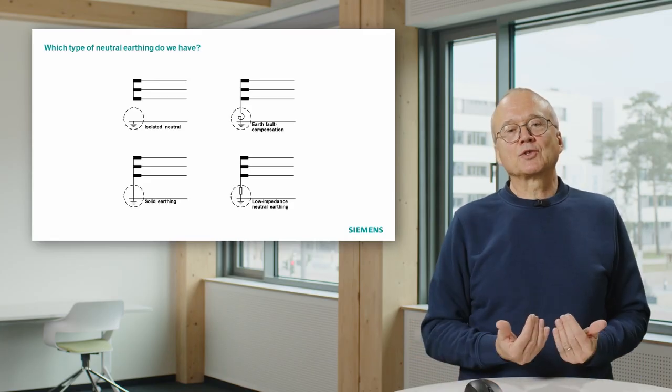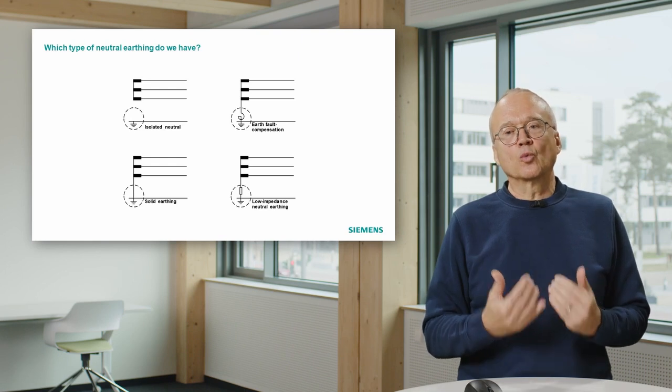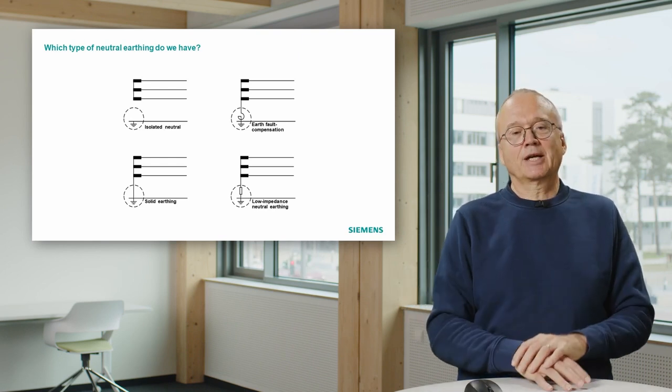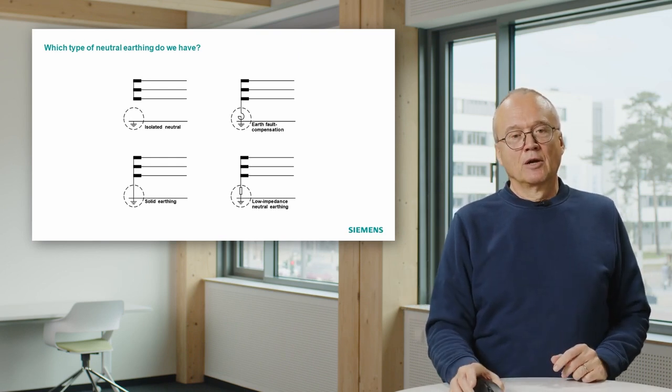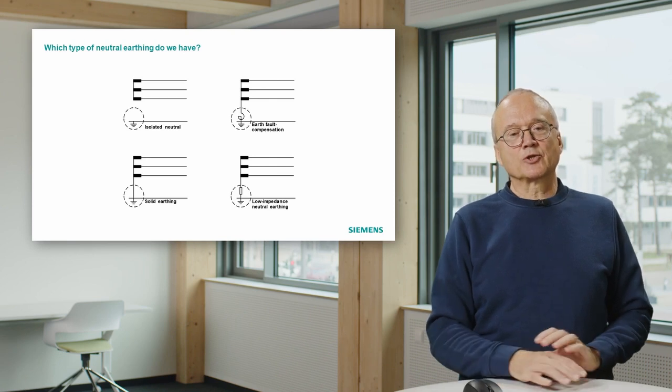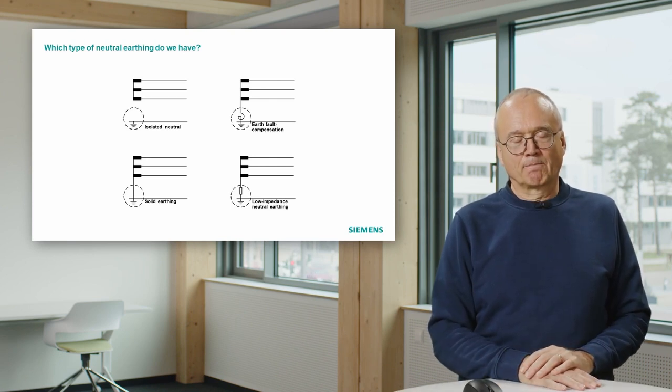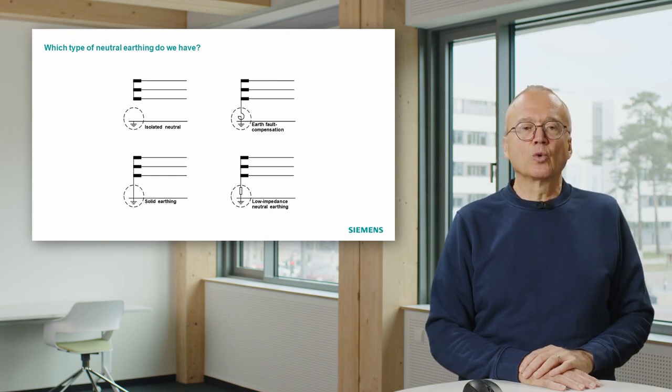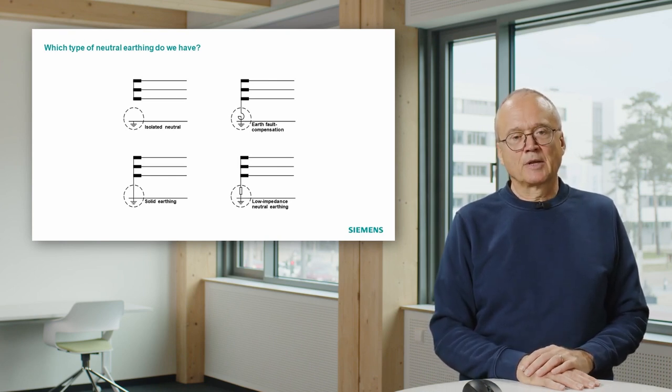And now the big question is, what do we do with the several star points in the system? One thing you can do is so-called solid earthing. That means you connect the star points to ground. And that is what you typically do in transmission systems. There normally the star points are grounded.